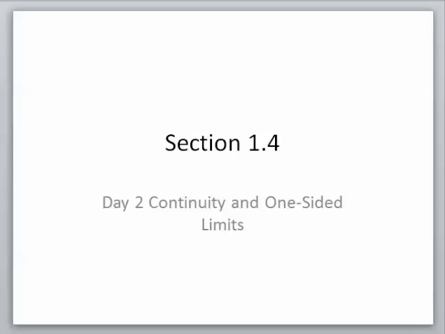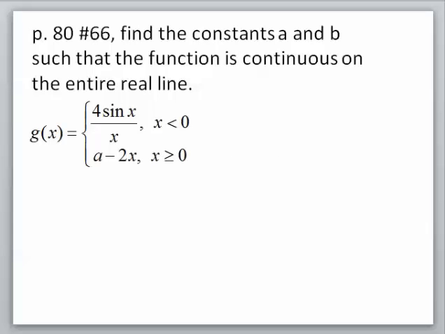We're going to continue talking about continuity and one-sided limits. First problem we're going to look at is one that says find the constants, in this case of just a, such that the function is continuous on the entire real line.